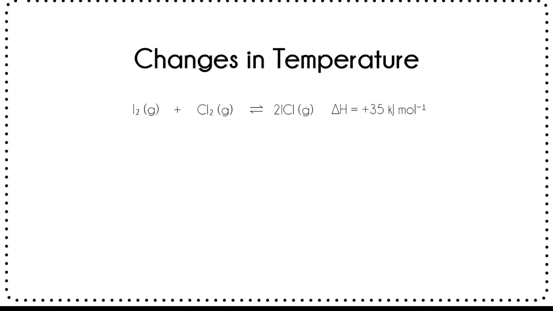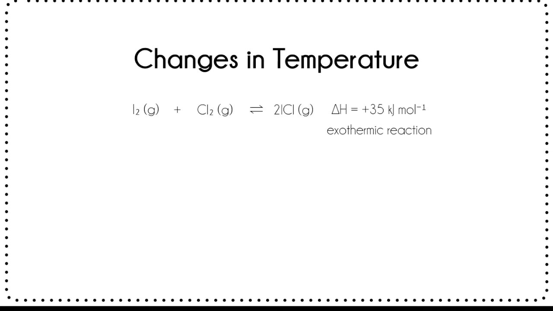Yay. Okay, so we have iodine, right? Iodine plus chlorine will give us 2 iodine monochloride, and this is an endothermic reaction because we have a positive delta H value, and it has a delta H value of plus 35 kilojoule per mole.